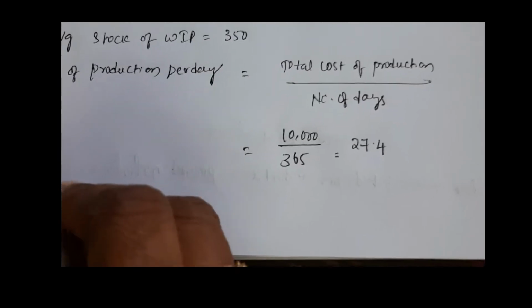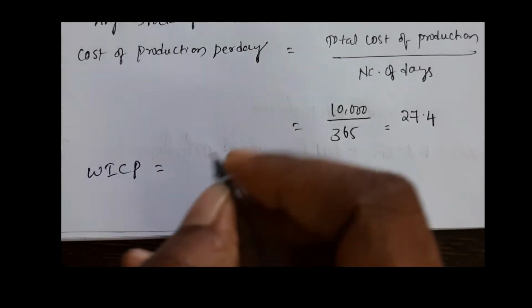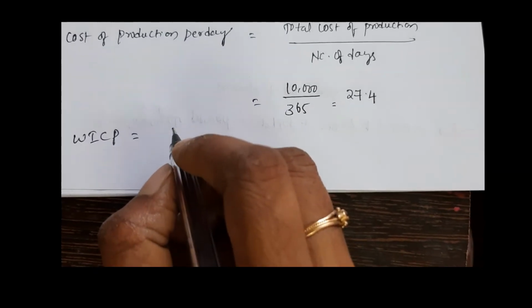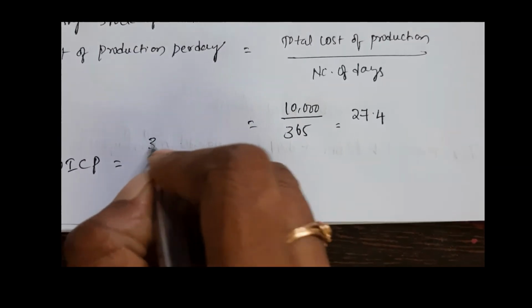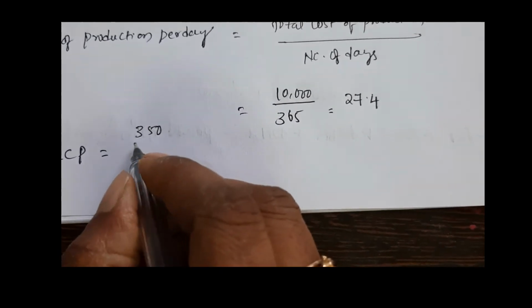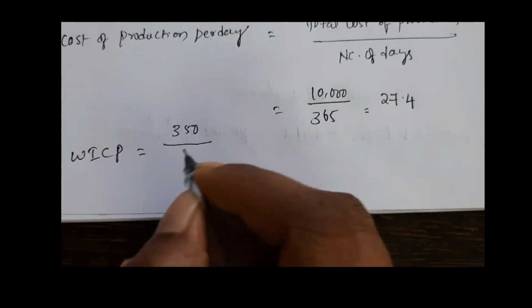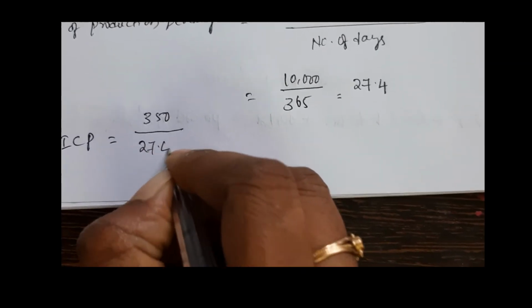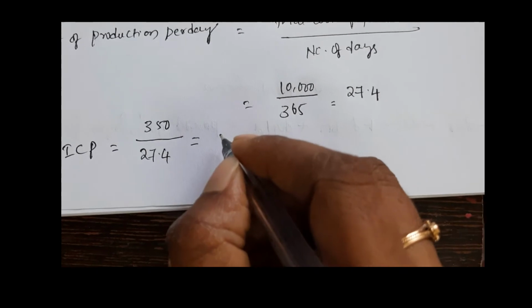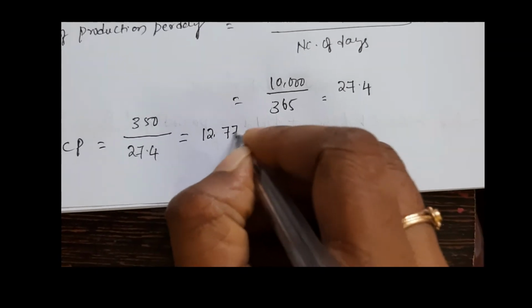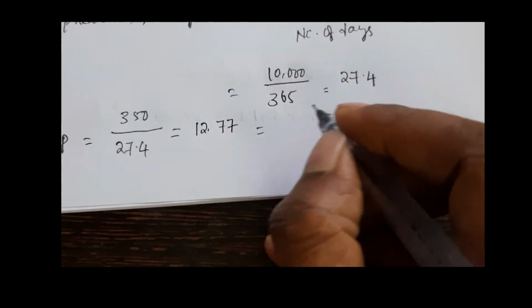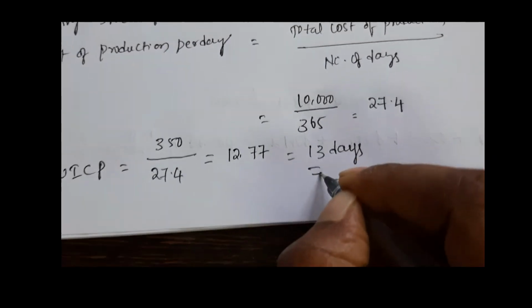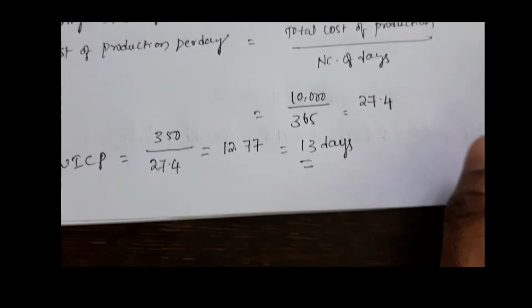Now WICP will be average stock of work in progress divided by cost of production per day. So average stock of work in progress is 350 divided by cost of production per day, 27.4. We will get 12.77, and as these are days, this can be rounded off to 13 days. So this is the work in progress conversion period.